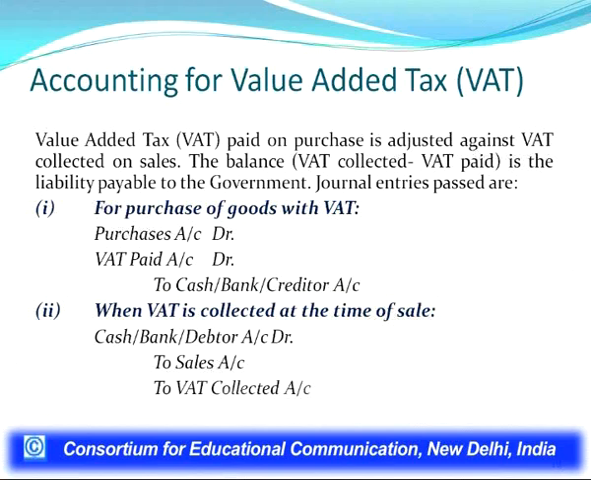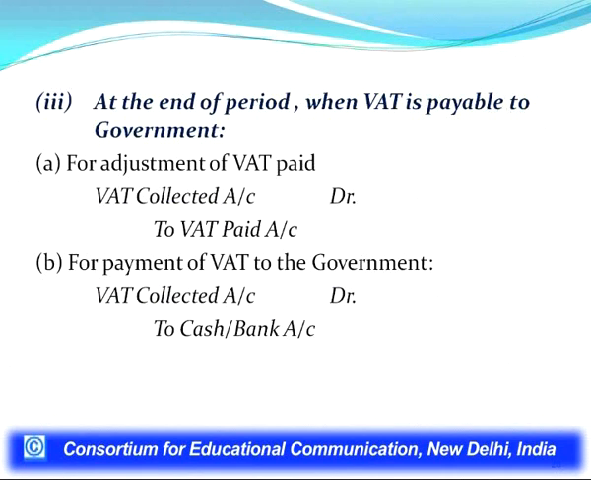So at the end of the quarter or specified period, when the VAT is payable, we shall calculate the difference, or make adjustment of the VAT paid against the VAT collected. For adjustment of VAT paid, the entry will be VAT collected account debit to VAT paid account, because this has already been paid by the firm. So only the remaining amount shall be paid. That will be the entry for the balance: VAT collected account debit to cash or bank account.